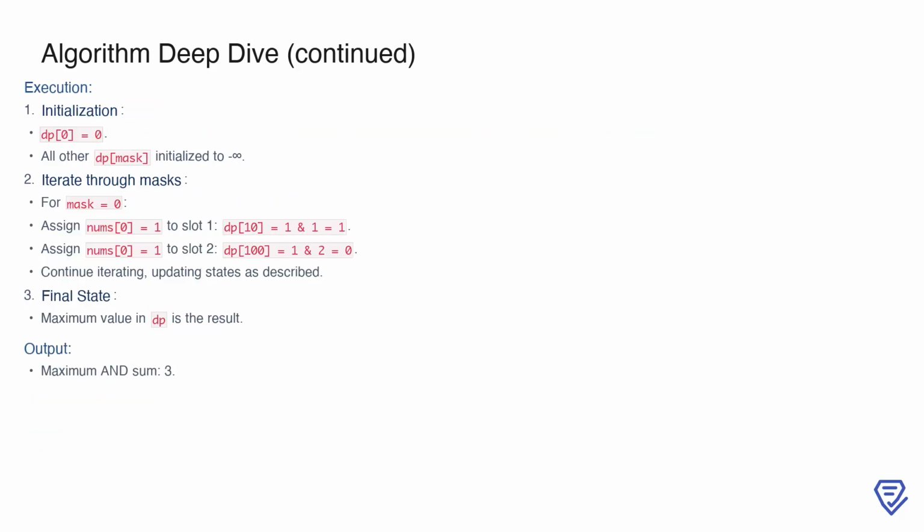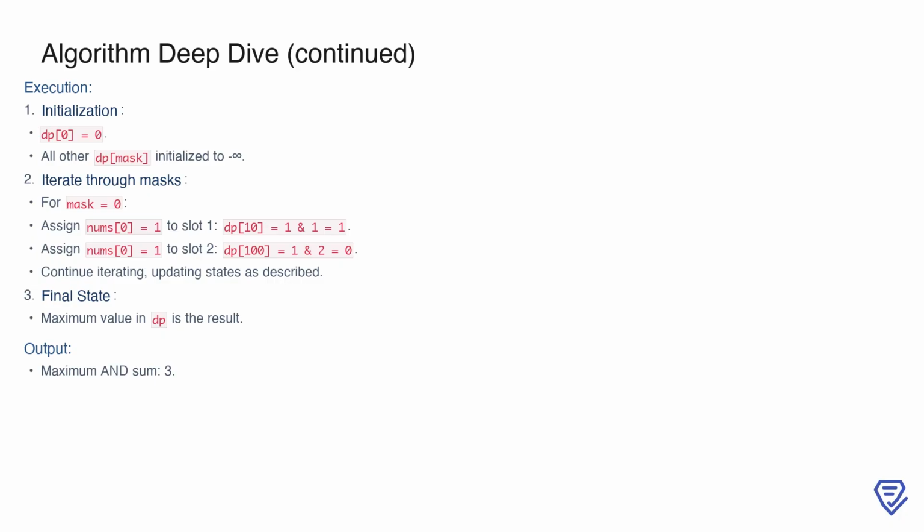The execution of the algorithm starts with initializing the DP array. We set DP[0] equals 0, representing the base case where no numbers are assigned, and initialize all other DP mask values to -infinity to indicate unprocessed states. We then iterate through all possible masks. For the mask 0, we can assign nums[0] equals 1 to slot 1, resulting in DP[10] equals 1 AND 1 equals 1. Alternatively, assigning nums[0] equals 1 to slot 2 gives DP[100] equals 1 AND 2 equals 0. This process continues for all masks, updating states as described by the transition formula.